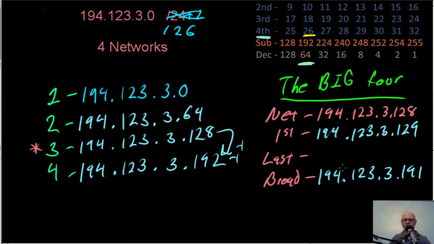Now, our last usable is just going to be our broadcast minus 1. So 191 minus 1, 190: 194.123.3.190. So there we go. That's our big 4 for network number 3. And once again, why did I do network number 3? Just because I felt like it. So now we can go out and actually implement this subnetwork.